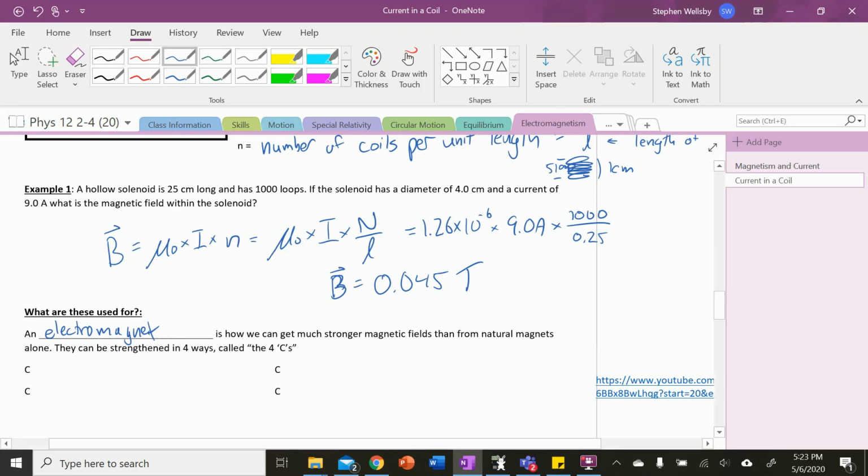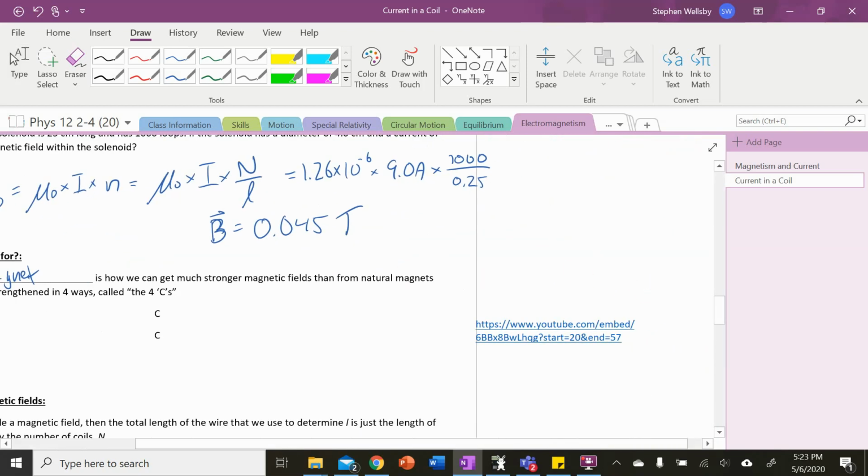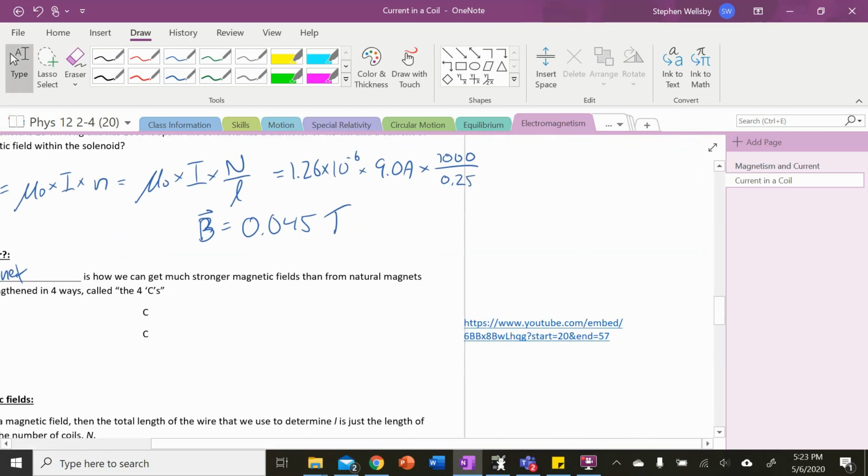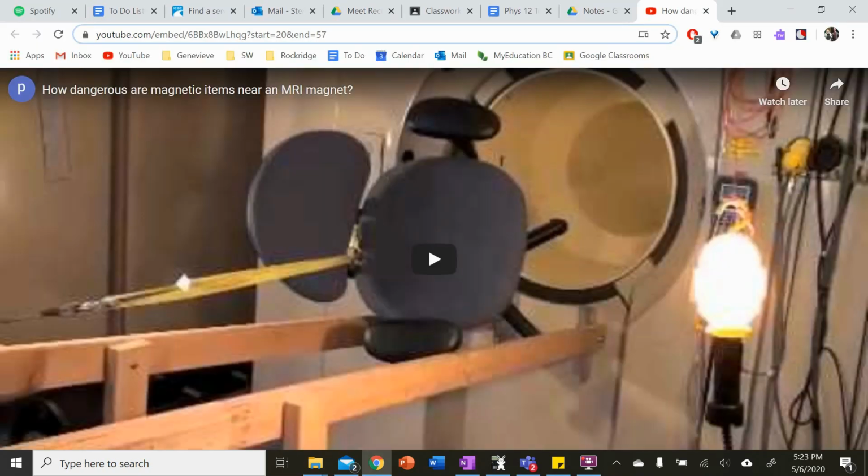But the strongest ones that are kind of permanent, that cannot destroy themselves essentially, are around 11 to 13 Teslas. An MRI, and I'll show you a cool video here, an MRI typically has a magnetic field of about 3 Teslas. So just to give you an idea how strong 3 Teslas is, let's check out this video.